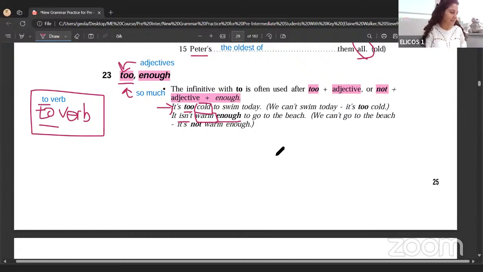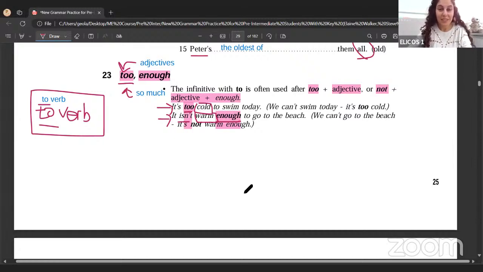Let's practice. Once you get practice, you'll know. Just remember that with the negative, not, is when you will say enough. So you could see the negative, adjective, enough, or just too, adjective. You only have two rules to remember. The first one, too, adjective, or negative, not, adjective, enough.